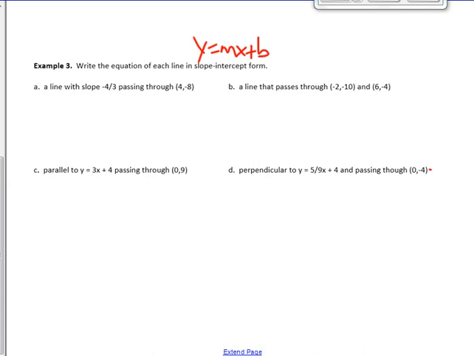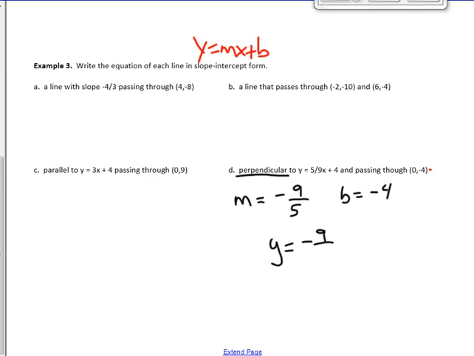And the same thing really happens in D. The key thing that we're looking for here is perpendicular. So perpendicular means that the slopes are opposites and reciprocals of each other. So the slope of the equation they gave us is 5/9. And so my slope is going to be the opposite of that, which is a negative, and the reciprocal. So instead of 5/9, it's going to be 9/5. And then my equation that I'm looking for passes through 0, -4. Again, they gave us the y-intercept. So my b is actually equal to -4.